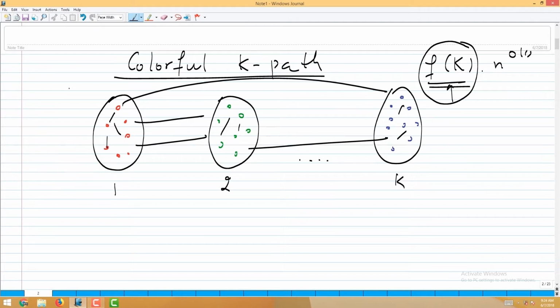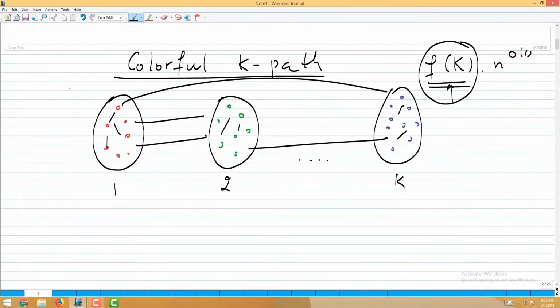So basically look at all possible permutations of these colors. For these 3 colors, permutations will be red, green, blue; red, blue, green; green, red, blue; green, blue, red; and so on. So there are 3 factorial. If there are 3 colors, there are 3 factorial possible orderings of these colors. Okay, so you just guess. If there was a colorful k path, the colorful k path will visit these colors in some particular ordering. You just guess that ordering. When I say guess that ordering, as in you try to find a colorful path for every such ordering.